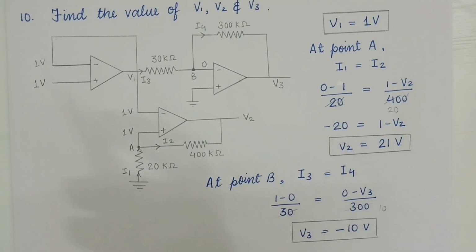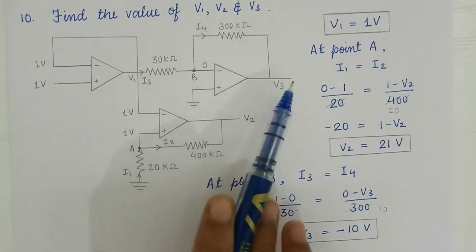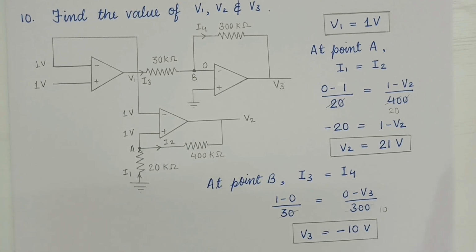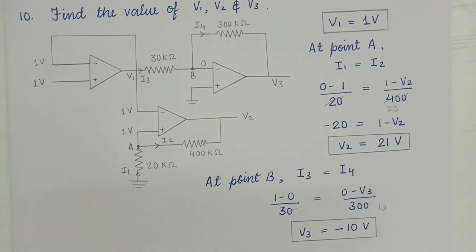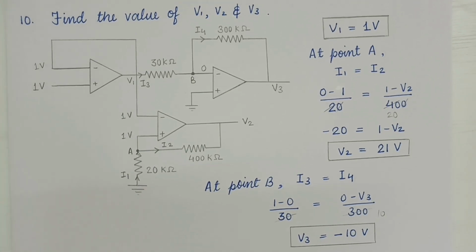So like this we are able to find the values of V1, V2, V3 respectively. No matter how complicated the question goes, it is the simple trick that you use to solve any question very easily.